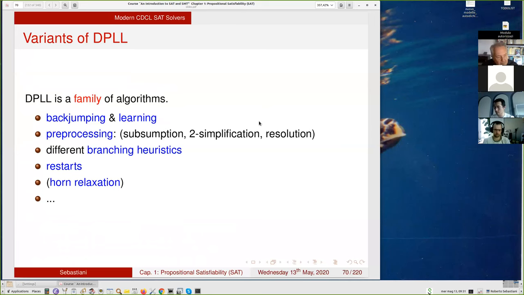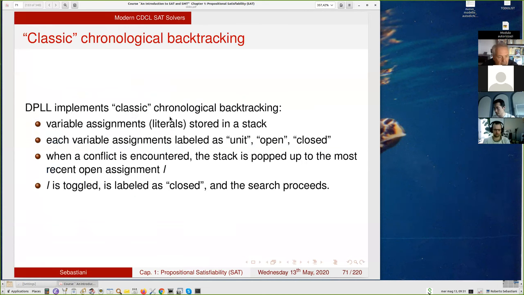They have some smart form of preprocessing, also inprocessing. They depend on restarting and branching heuristics. They have restarts. They have plenty of techniques, but the leading one is backjumping and learning, on which I will insist a lot in this class. Okay, the main key point to understand is the following.